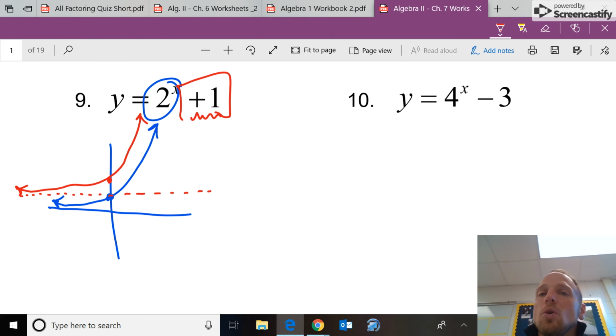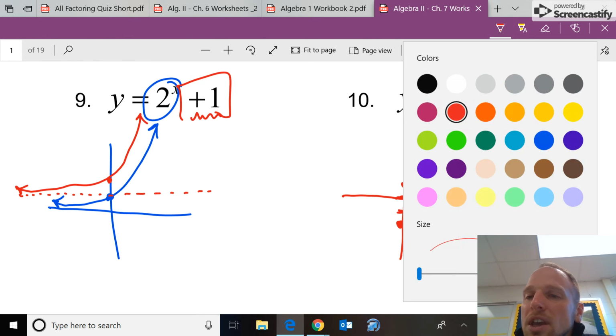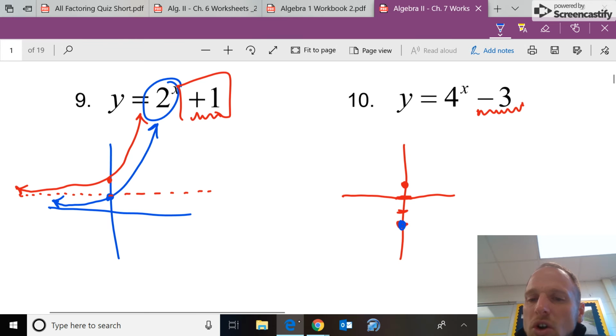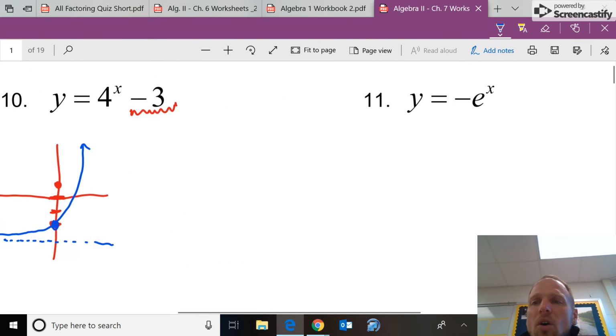All right, so number 10, this translation is going to be down 3. There's going to be a vertical stretch of 4. It's going to be a little bit steeper, but the big thing here is that it's going down 3. So instead of being at 0, 1, if we go down 3, it's going to be 0, negative 2 is where our new graph is going to kind of start. And so if we go down 1 from there, that will be our horizontal asymptote coming across and going up. All right, so that's really not all that bad.